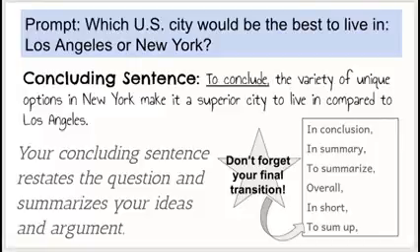This person chose to conclude, "The variety of unique options in New York make it a superior city to live in compared to Los Angeles." You'll notice that this sentence is not identical to the claim or counterclaim. They are different sentences, which is what you are expected to do. Again, your concluding statement restates the question and summarizes your ideas and argument. You do not necessarily have to include your list of 4, 3, or 2 topics, however your essay was organized, in your concluding sentence, but you're welcome to if you would like.